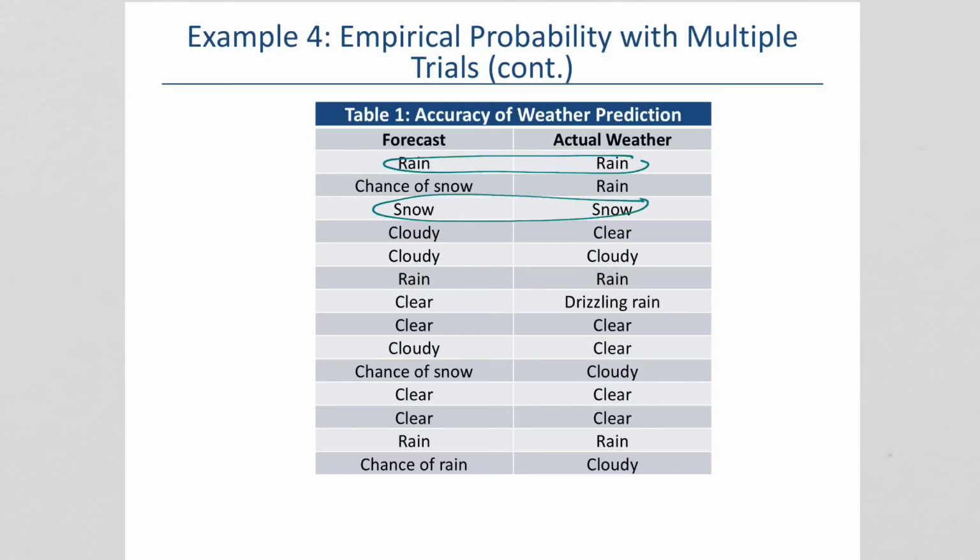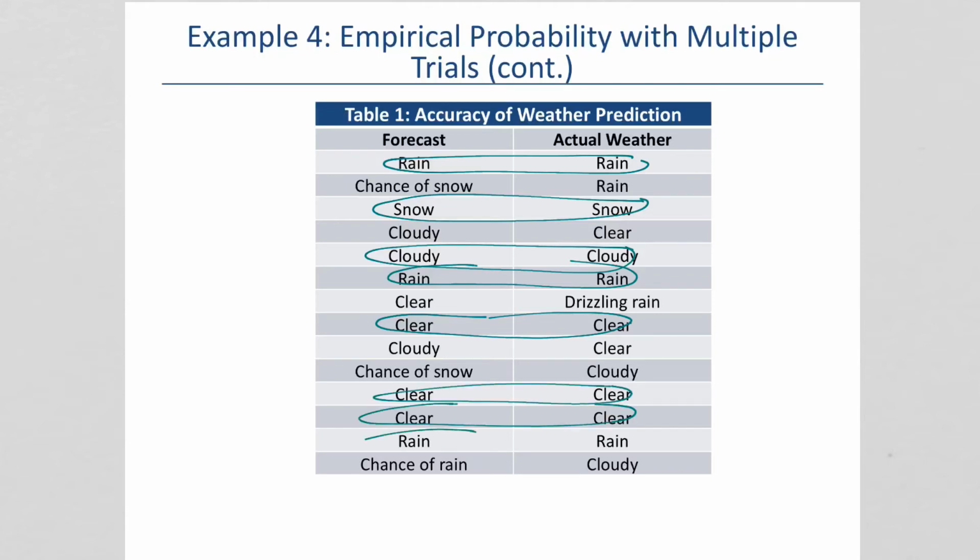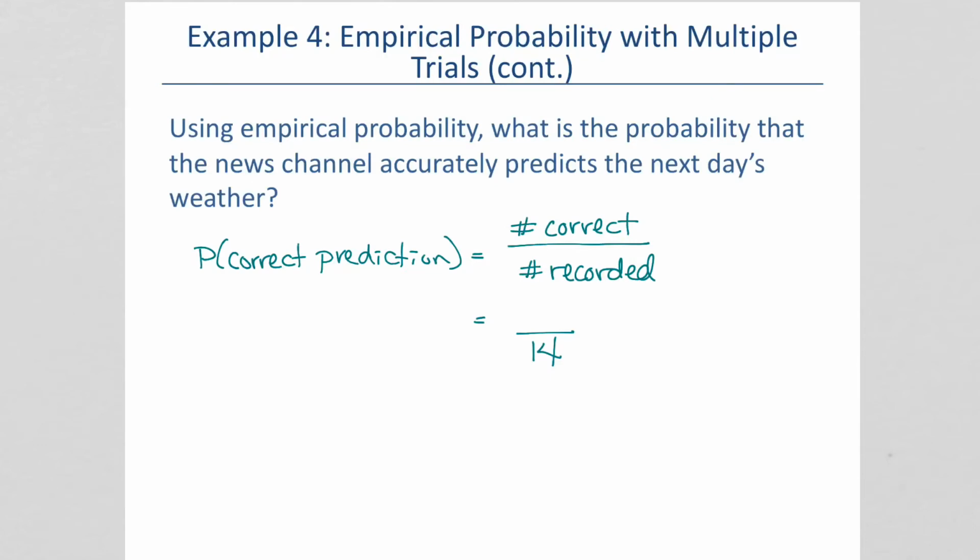There's 1, 2, 3, 4, 5, 6, 7, 8. 8 correct. And we can reduce that to 4/7 or 0.5714229. And so you could actually say that the probability that the news channel is correct is about 57%. They're correct about 57% of the time. Not very good.